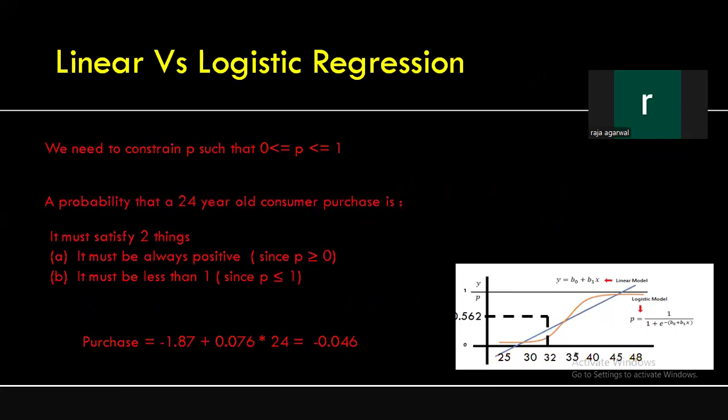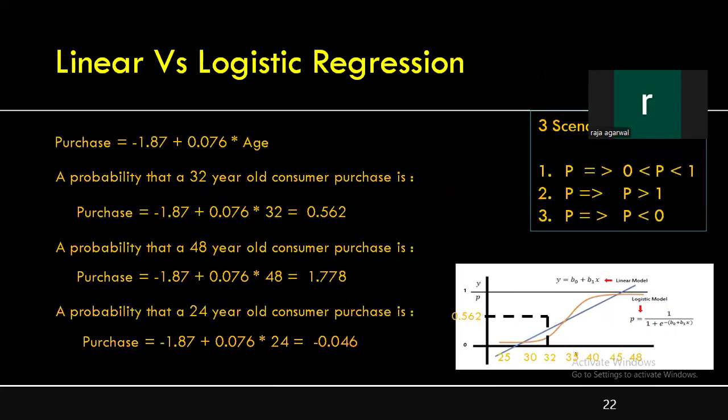So now the question is, why can't we use linear regression in place of logistic regression? Linear regression takes any value between minus infinity and plus infinity. If you make any prediction, it can predict values anywhere between minus infinity and plus infinity. Whereas in logistic regression, the target variable, for example is purchase, you want to predict the probability that a customer will purchase, given so and so age.